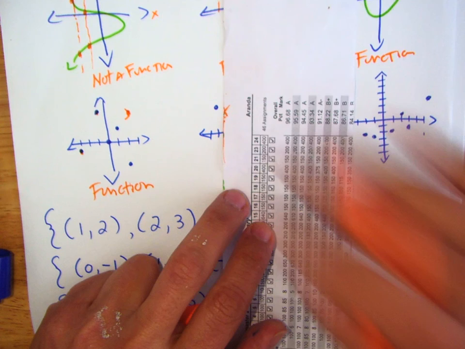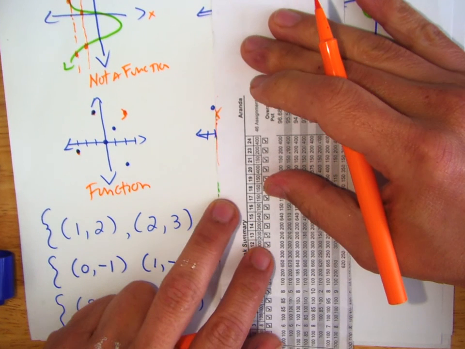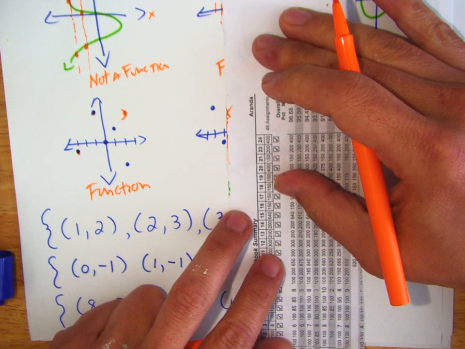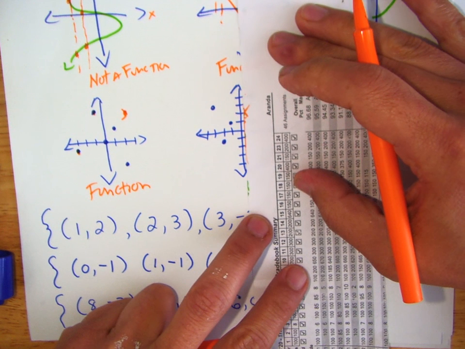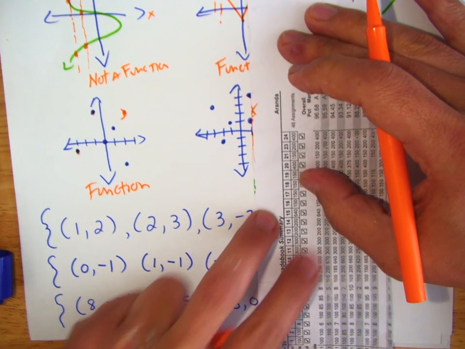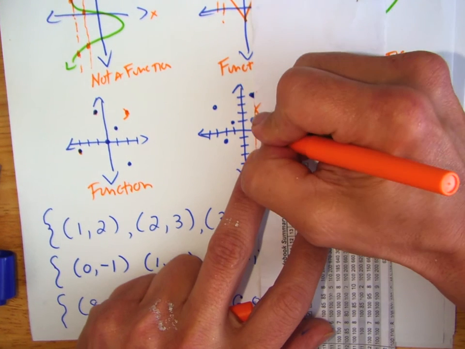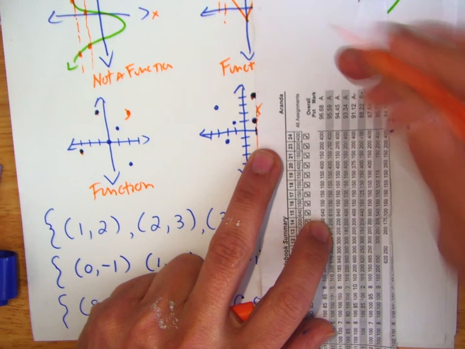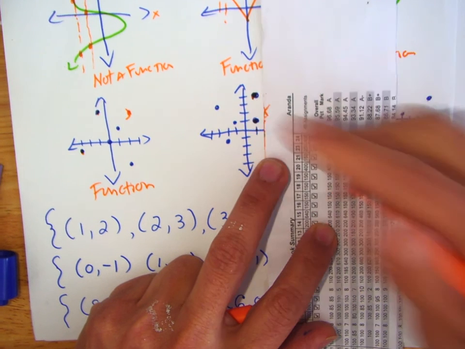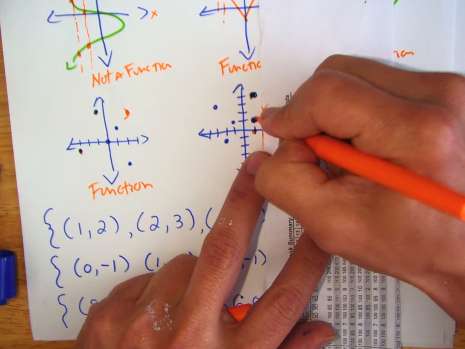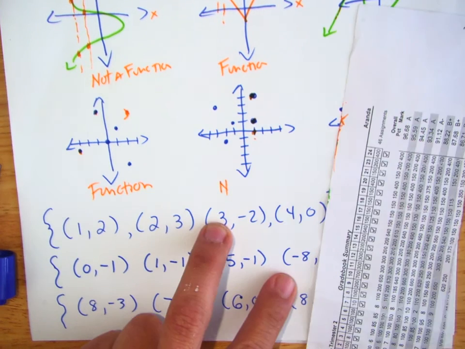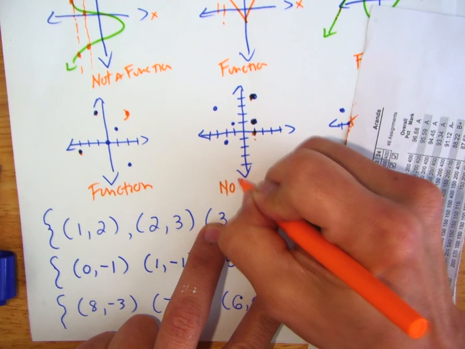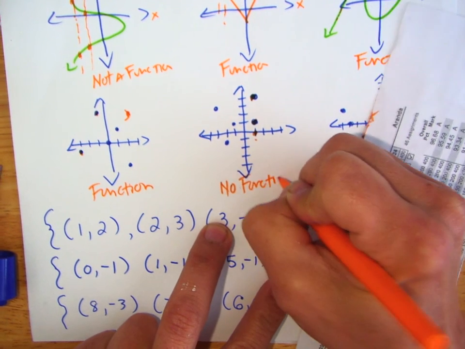Ready? Try it. Here we go. Yeah, good, good. One. Oh, right there. For this X, I got two Y's. All right, I used it twice. I can't use it. See, I got that Y, I got that Y. No function. There you go, no function.